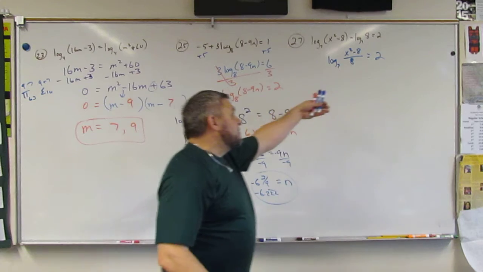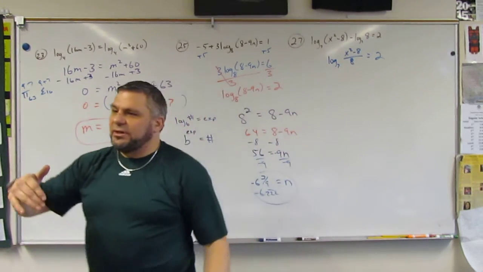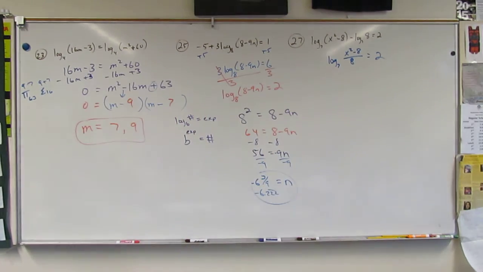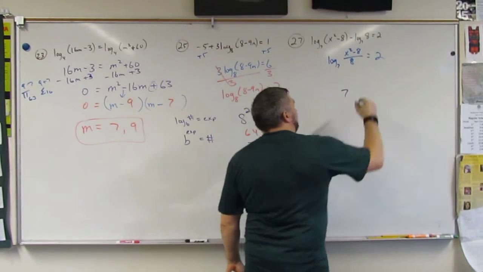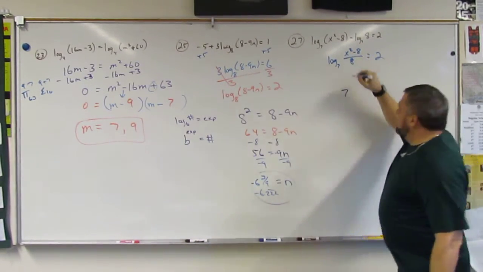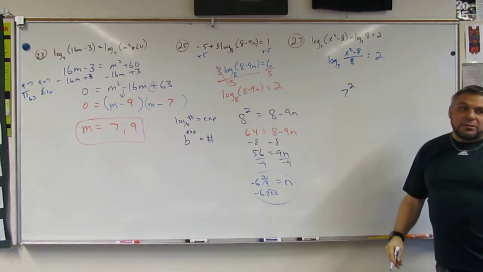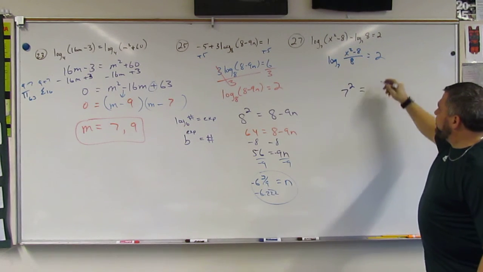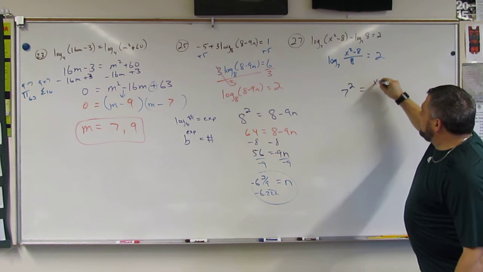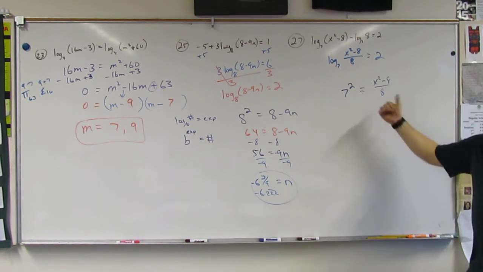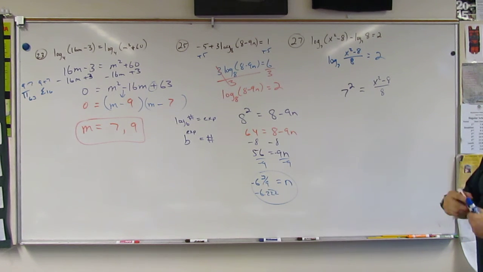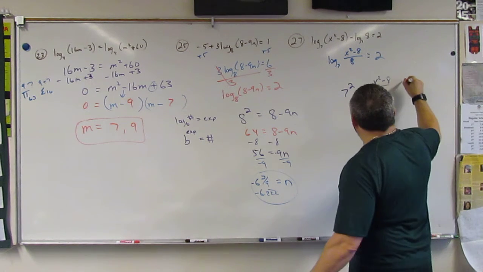How do I change this back to an exponent? Exponential form. What's the base? 7. What's the exponent? 2. What's the number? No, x squared minus 8 over 8. How do I get rid of that fraction? Multiply by 8. Good.